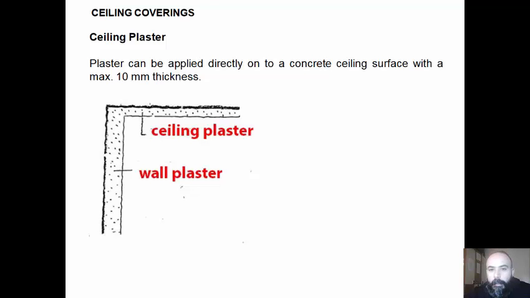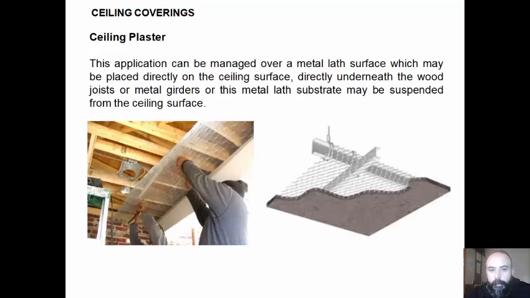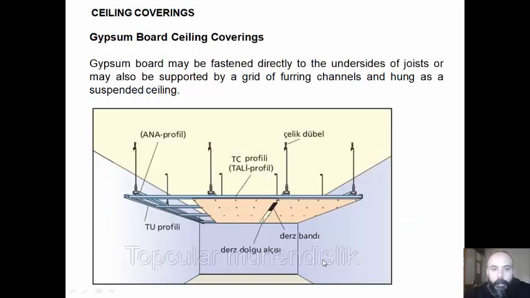Plaster can be applied directly onto a concrete ceiling surface with a maximum 10 mm thickness. This application can be managed over a metal lath surface, which may be placed directly on the ceiling surface, directly underneath wood joists or metal girders, or this metal lath substrate may be suspended from the ceiling surface.